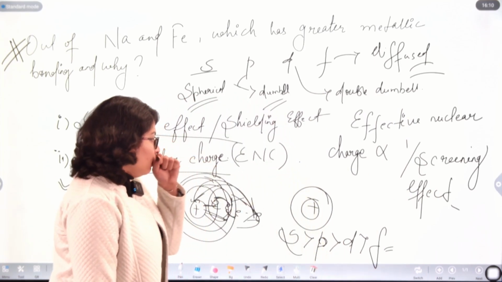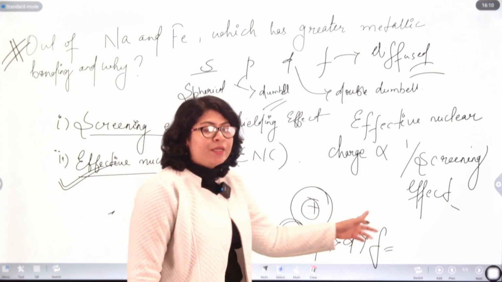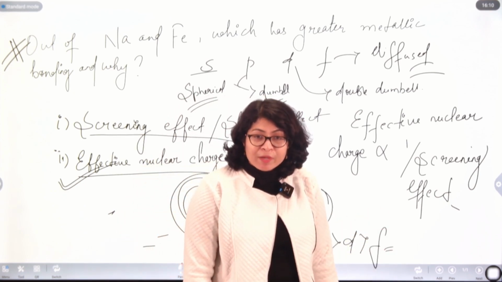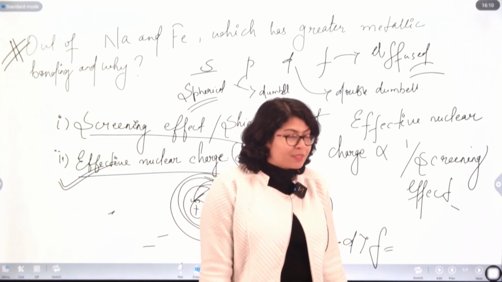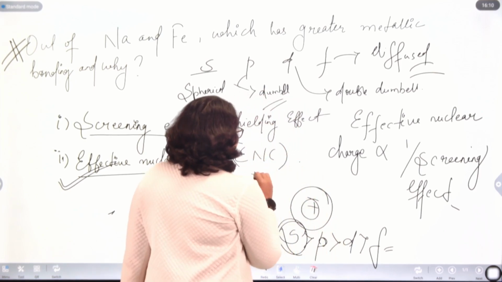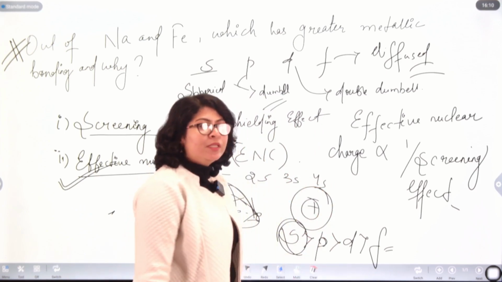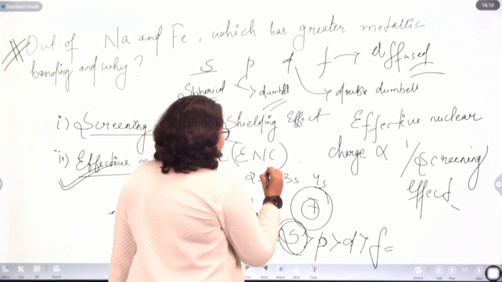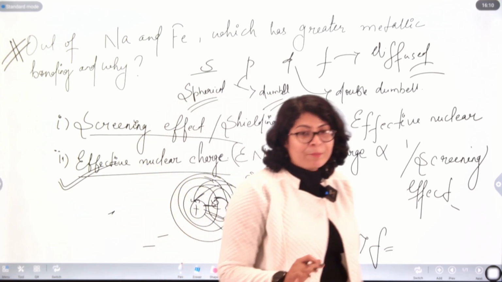Now, will all the s orbitals, all the P, D and F orbitals show the same screening effect, or will they somehow depend upon the distance? Obviously, if I am saying 2s, 3s, 4s, I am comparing between these three. Let's say 2s2, 3s2 and 4s2 we are comparing.